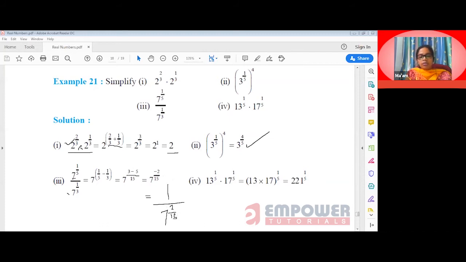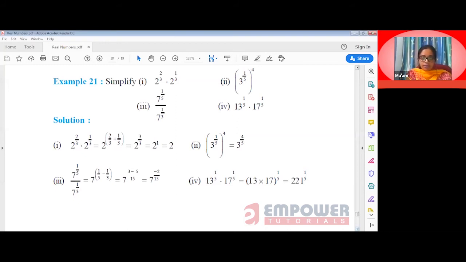Okay, so this is how you can write it down. Here I have different bases, but I do have the same exponent. So I will multiply those two bases and write the product as a base. So this will be the answer of this. I guess this part is easy.